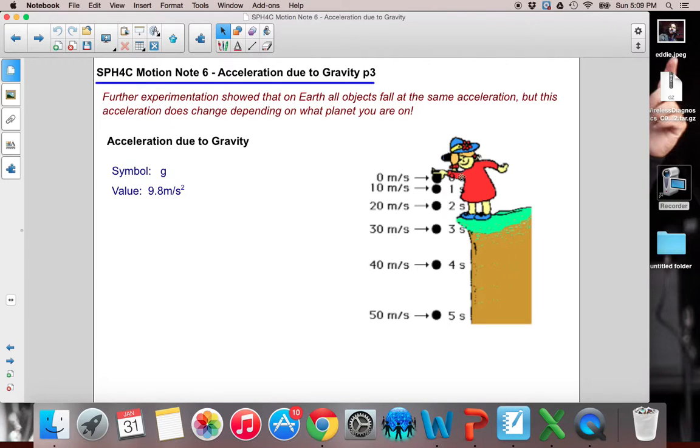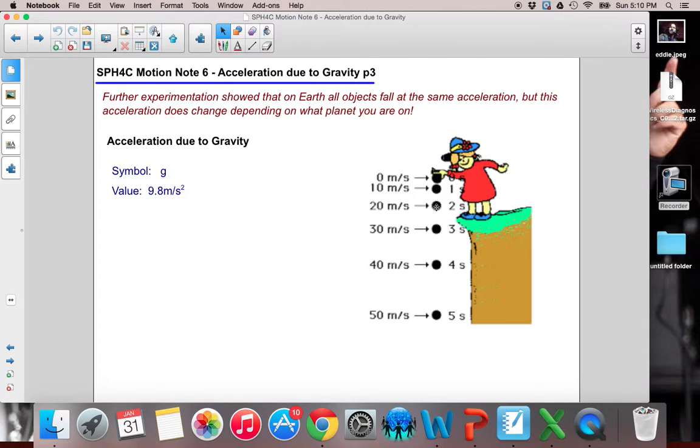It means that this girl here, she has a little tennis ball or whatever in her hand. 1 second after she drops it, it's moving 10 meters per second. 2 seconds after she drops it, it's moving 20 meters per second. We're rounding to 10 instead of 9.8. That should say 9.8 and 19.6, but this is just rounding. And the idea is just that every second, the speed moves up by 10 meters per second.